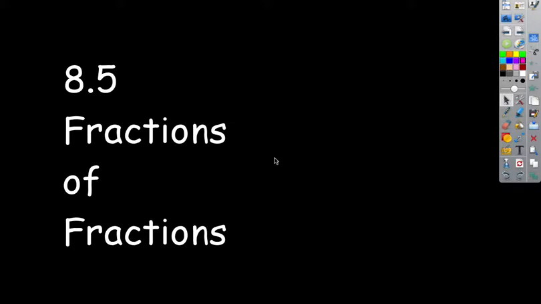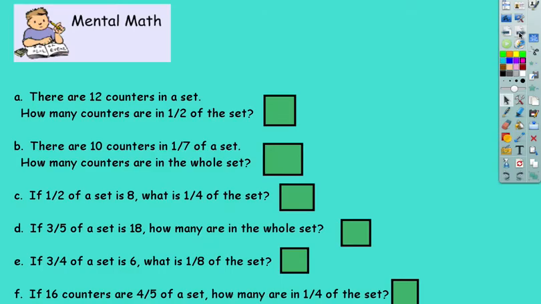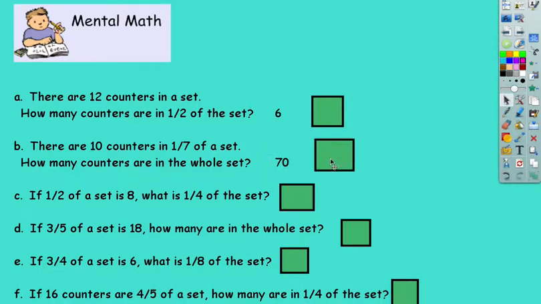Fractions of fractions, like 1/3 of 2/3. What does that equal? Warming up our brains, there are 12 counters in a set. How many are in a half of the set? There would be 6. If there are 10 counters in 1/7 of the set, how many are there in the whole set? Well, 1 out of 7 is 10. So we needed 7 groups of 10 to get to 70.